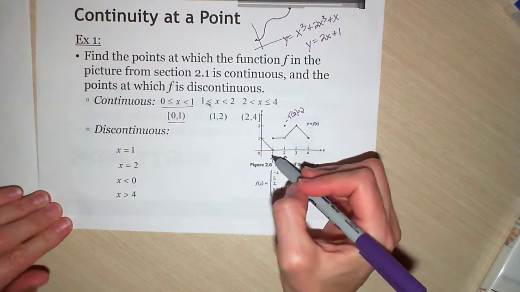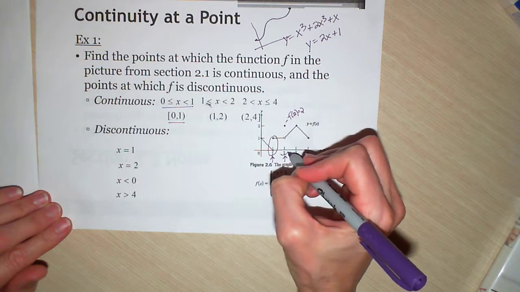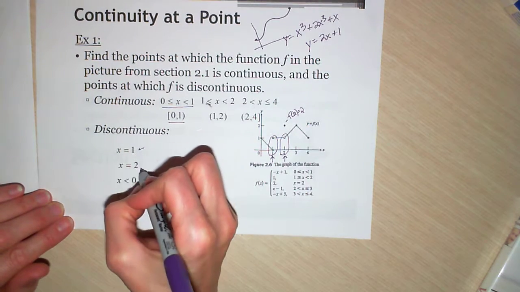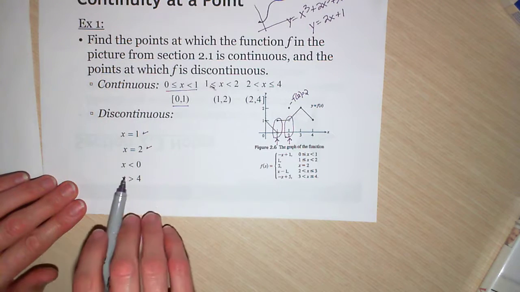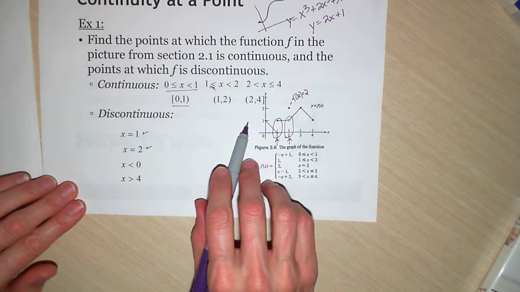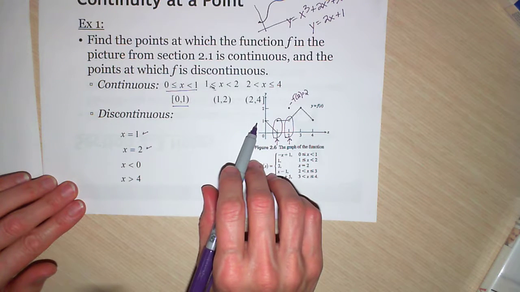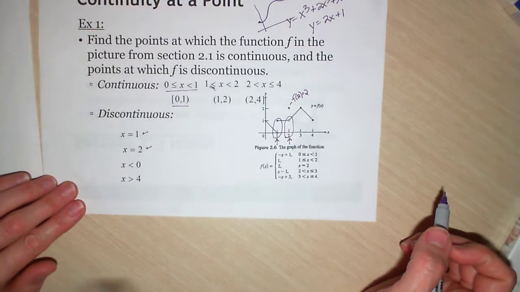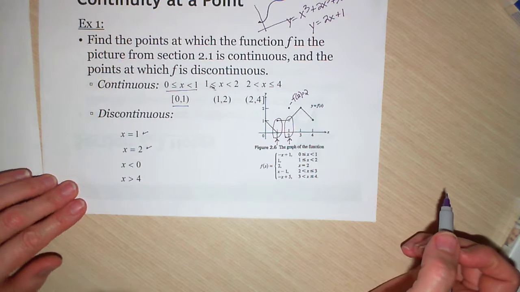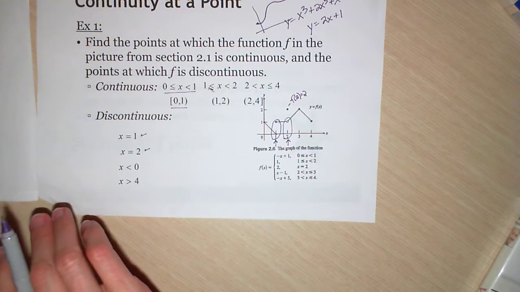So just like we talked about when we looked at the picture, this is where we are not continuous. At x equals 1 and x equals 2 is where we would be not continuous. And then also if you think about x less than 0, over here our function isn't even defined, and greater than 4 our function isn't defined. So we could say we're also not continuous outside of those points.